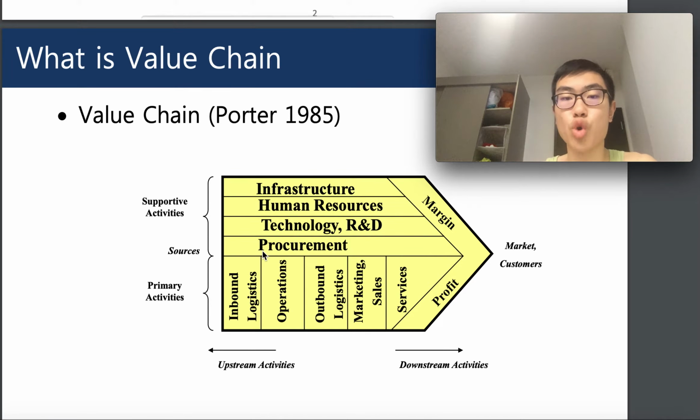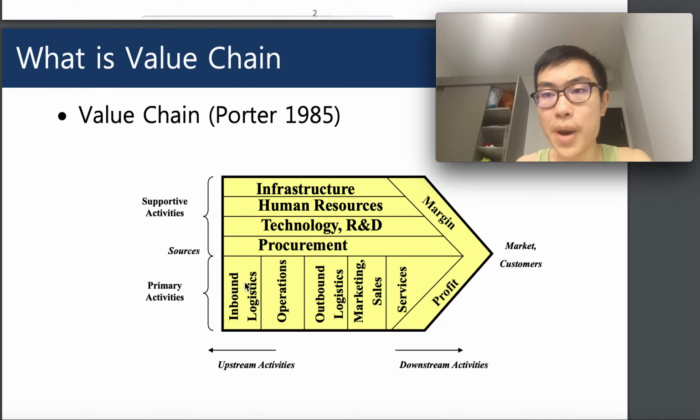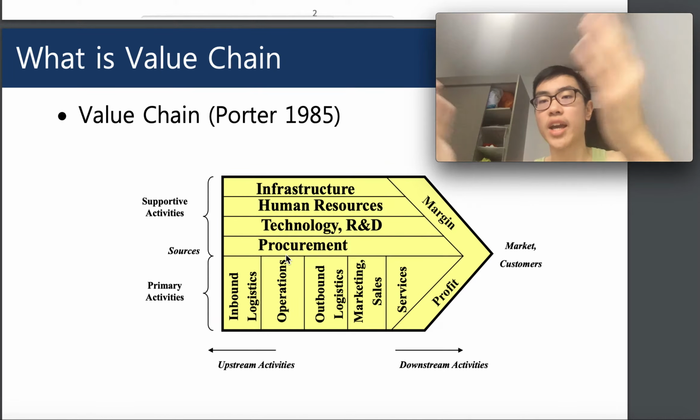And procurement. Procurement is basically the process of obtaining raw materials. So procurement can be linked to inbound logistics. You can understand procurement as acquirement, because this is basically getting raw materials.